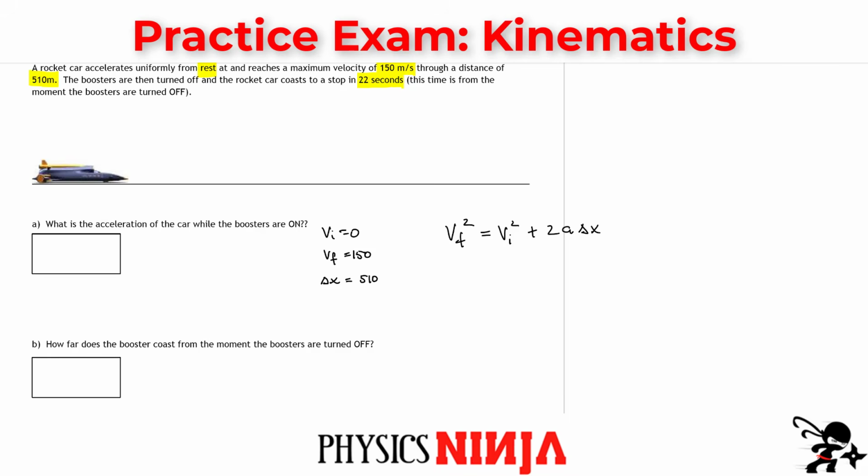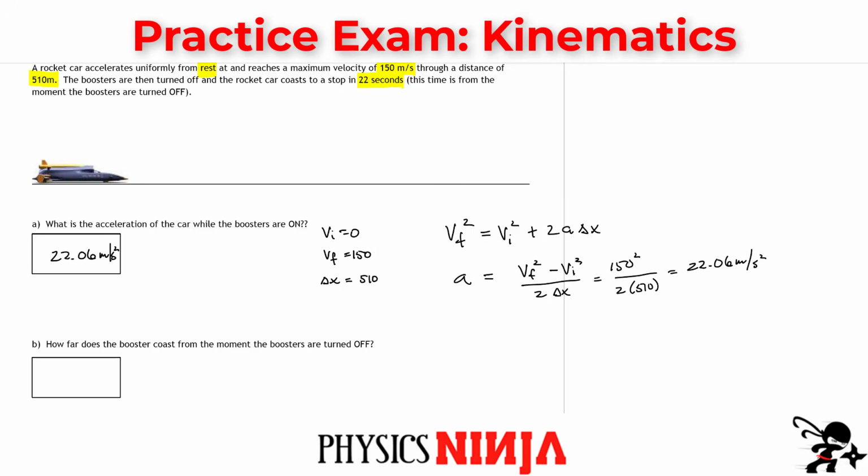Rearranging here, I want to solve for a, so if I do the math, it's v final squared minus v initial squared over 2 times that distance. Now I'll substitute our numbers. We get 150 squared over 2 times 510. And if I do the math correctly in the calculator, I should get 22.06 meters per second squared as my first answer. Okay. Don't forget the units when you put it in the box.